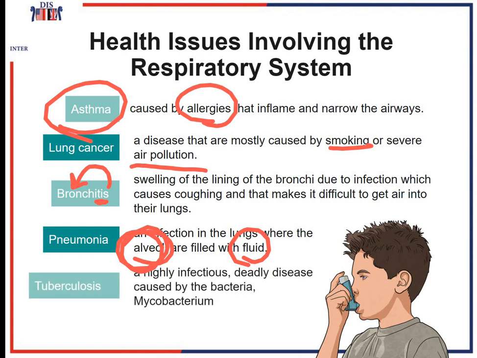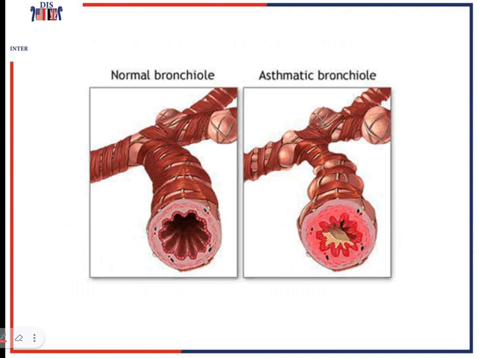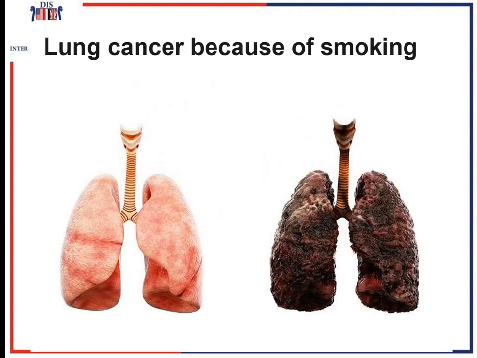This is a very highly infectious deadly disease caused by a bacteria called Mycobacterium tuberculosis. This bacteria will live inside the cells of the lung and it will cause severe infection. This is tuberculosis caused by Mycobacterium. So here, this is an asthmatic bronchiole. It's inflamed. It's narrowed. Here, this is a normal one. This is an asthmatic bronchiole.